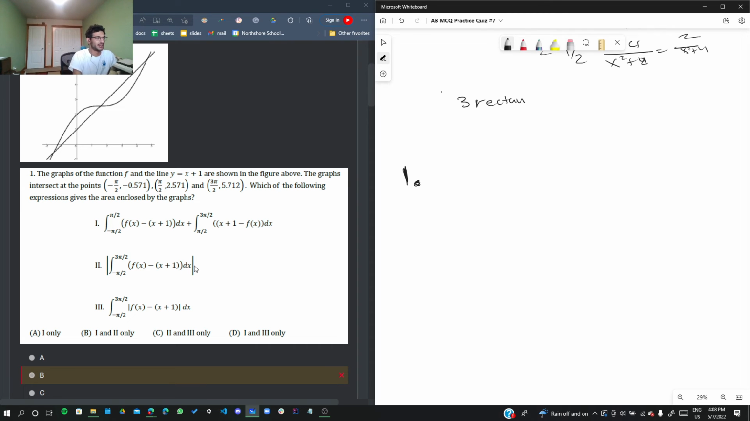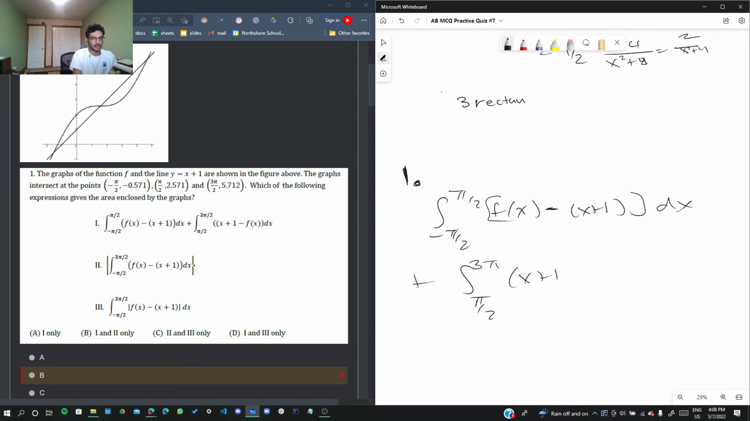Let's see here. What this is trying to do is just find this area. If you're trying to find area, we're just trying to find the positive difference here, right? If you look from negative pi over 2 to pi over 2, we're doing f of x minus that, and then we're adding on pi over 2 to 3 pi over 2. Now we're doing top minus bottom again, so you have this minus f of x.